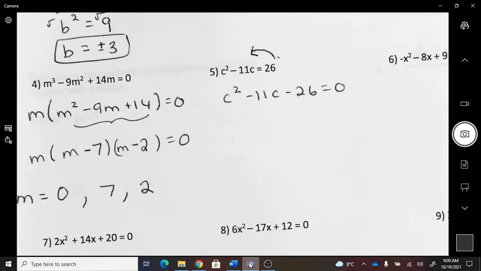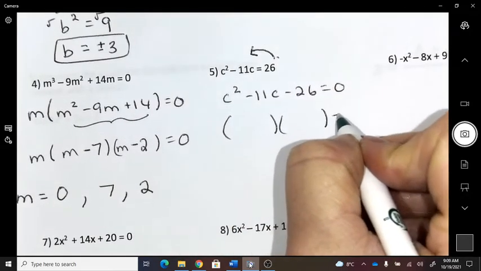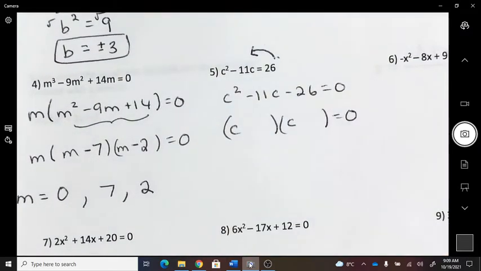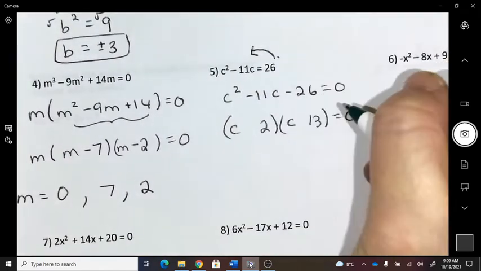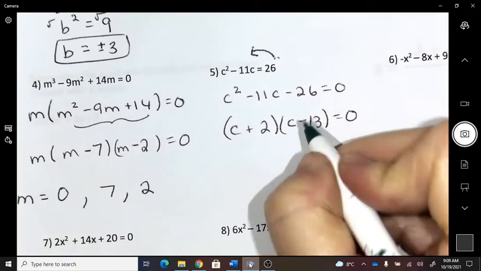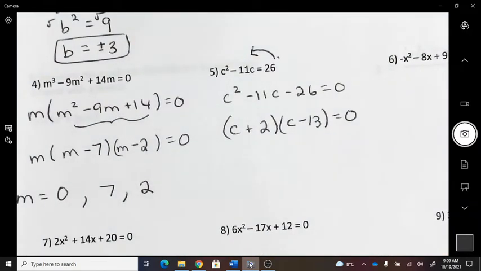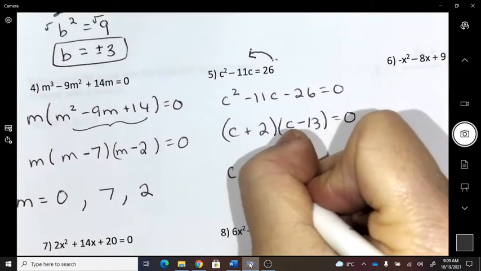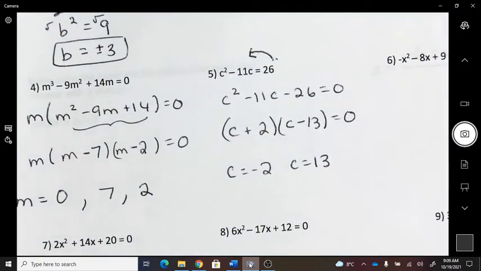Okay, so now I recognize a simple trinomial. So I want to make 2 numbers multiply to 26. 2 and 13. 2 times 13 would work. Okay, the negative 26 tells me one of them is negative. And you got to be careful, you're trying to get a negative 11. So multiplies to negative 26, adds to negative 11. So your solutions are negative 2 and positive 13.